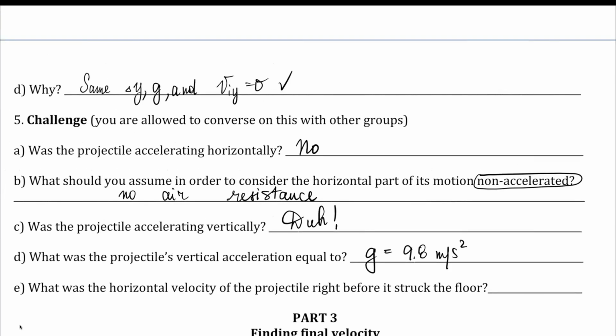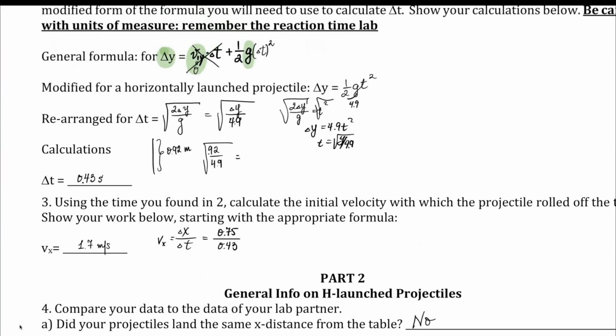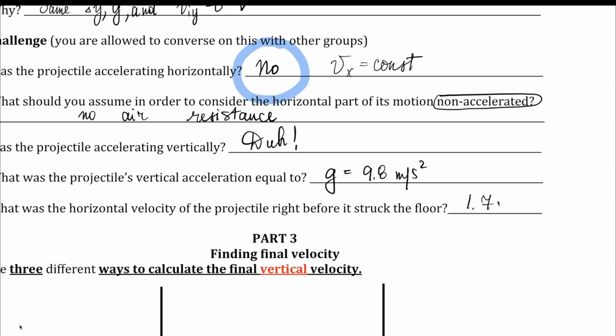What was the horizontal velocity of the projectile right before it struck the floor? If I am saying that there is no acceleration, that means that Vx is constant. Well, whatever I whacked it with off the table, that is what it has. 1.7 for me. Whatever you had is going to be your answer. Whatever you calculated for your horizontal velocity, that's the answer.